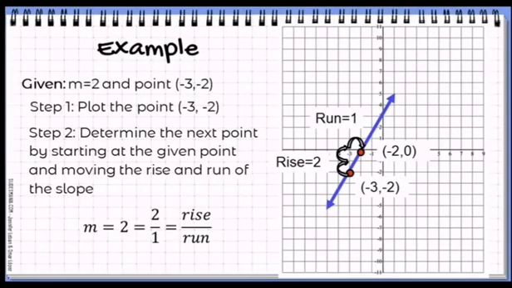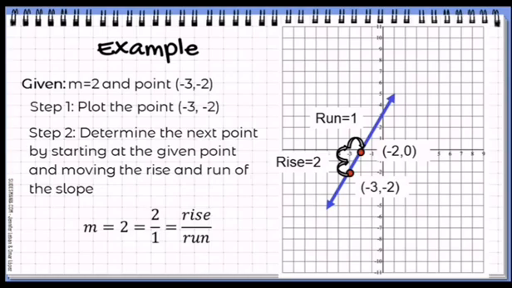Example, given m equals 2 and point (-3, -2). Step 1. Plot the point (-3, -2). It is found in quadrant 3. Step 2. Determine the next point by starting at the given point and moving the rise and run of the slope. Since m equals 2, it means 2 over 1, rise is 2, and run is 1.